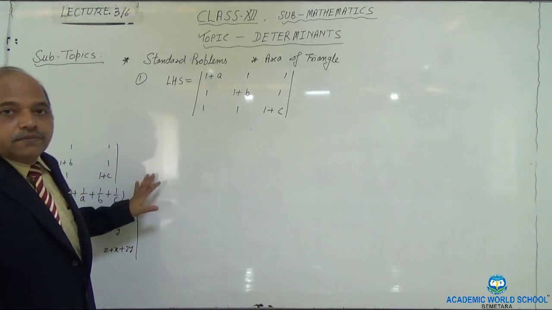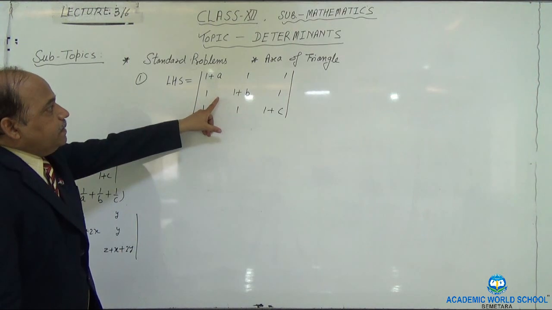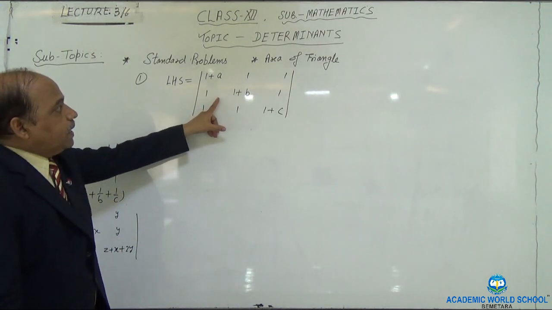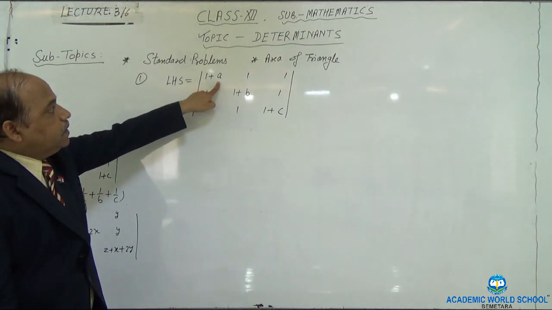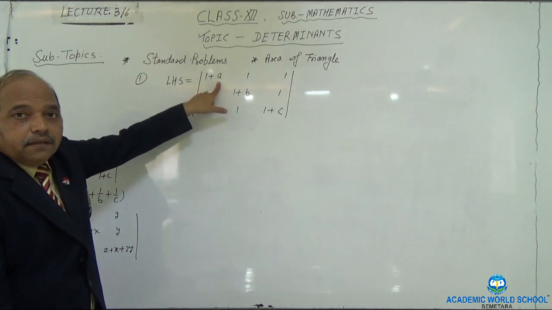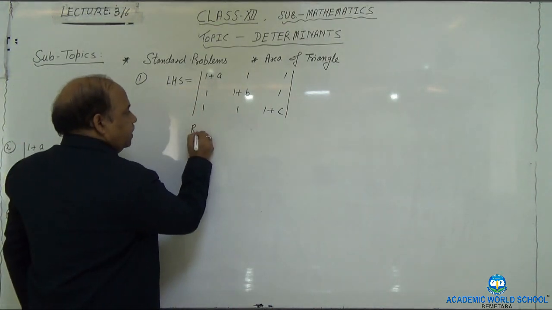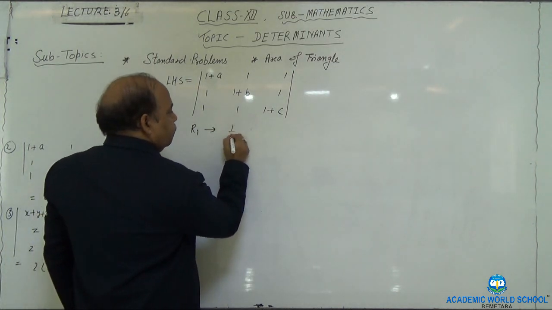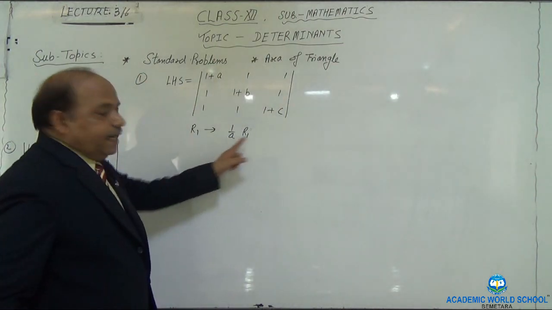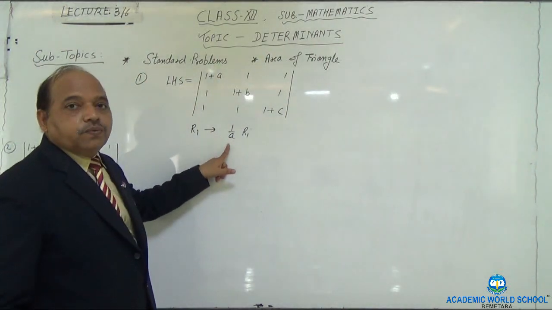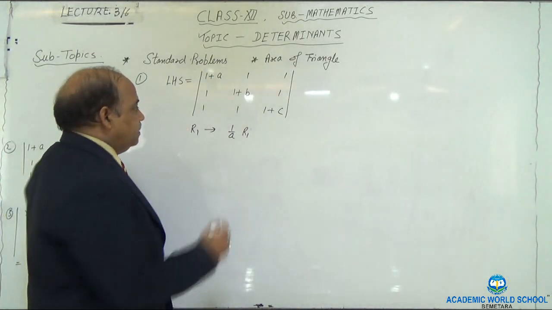This is how this question becomes important. Now look at this. In this question, if I say, okay, fine, take A common from row 1, what does it mean? In R1, I am bringing one change: 1 by A, R1. Simply I am dividing here. Dividing inside means I have to multiply outside, so A will come outside.